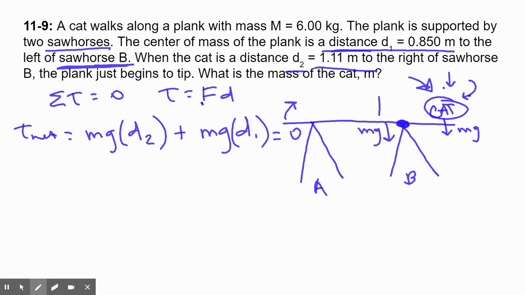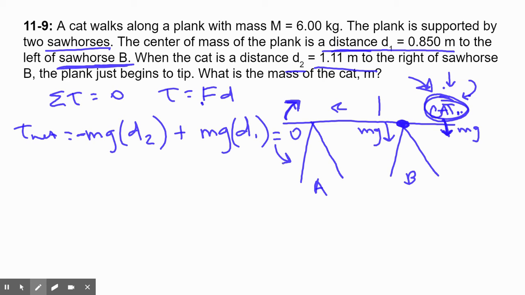So if this cat, we're just talking about the cat alone, if this cat were heavy enough and this board began to move, we know it would begin moving in the clockwise direction. So this one's going to be negative. And if it were this opposite end, it would be going counterclockwise. So that's going to be positive. Okay, so negative for the torque from the cat and positive for the torque from the board itself.